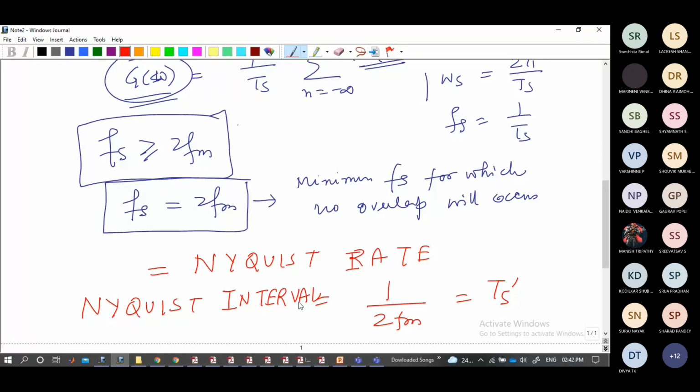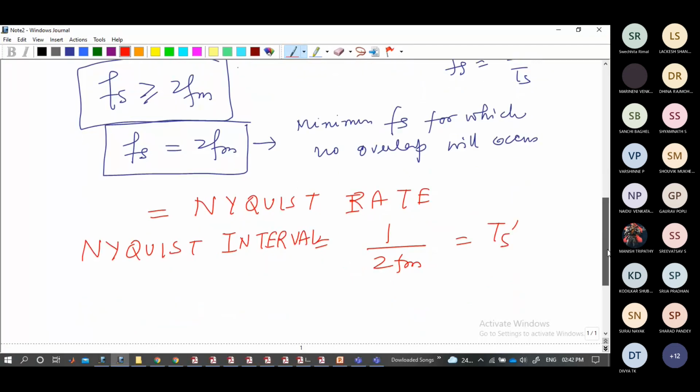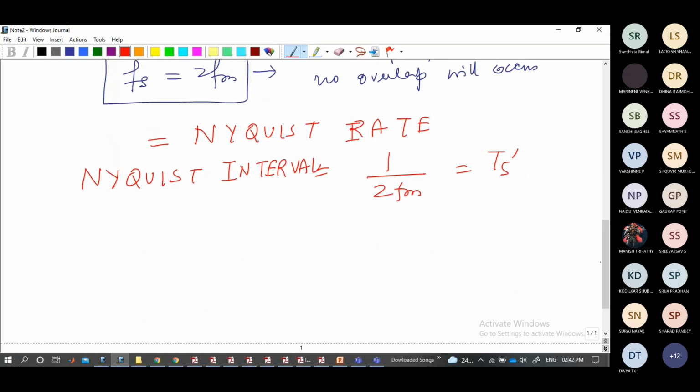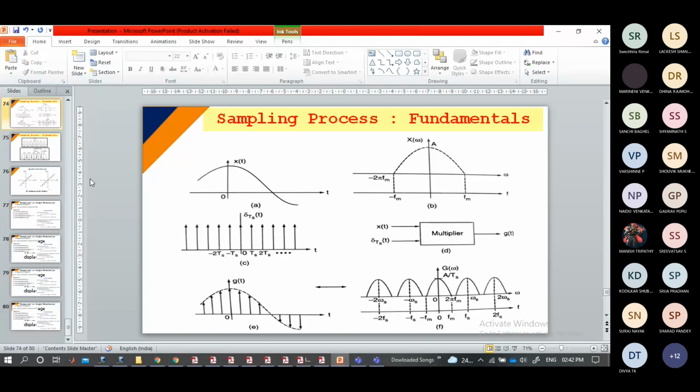All right. And if you consider the other way around, as we have already seen something very similar in an analog system as well, if the condition is fs less than twice fm, then definitely there will be a case where we actually have aliasing.